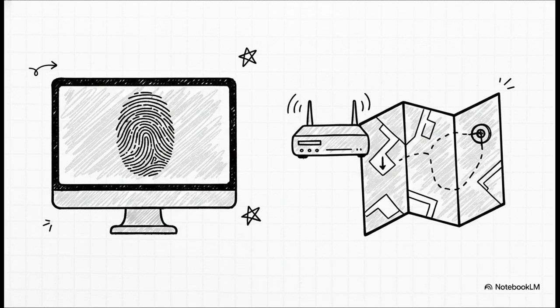First is identification. It uniquely identifies your specific host device on the network. And second is location. It acts as a logical map, giving routers the exact path they need to figure out how to forward your data to its final destination.